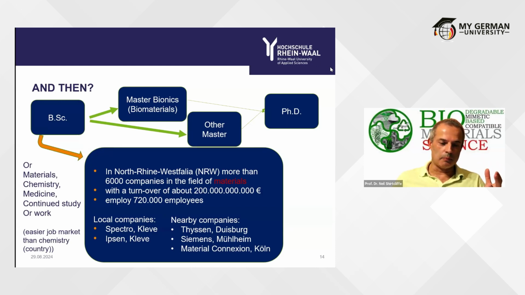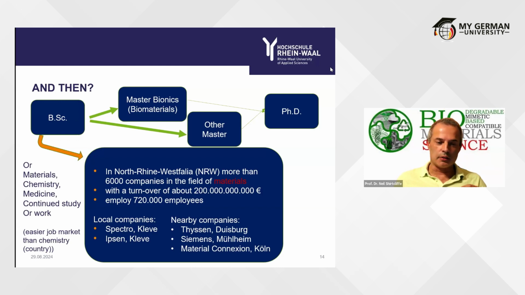And there are local companies here, Spectro in Kleve and Ipsen. Spectro make spectrometers. So there are two other companies that make spectrometers in Kleve, and Ipsen make ovens to tough harden gears. But there are other places very close by, some of them extremely large. Siemens is extremely large and make all kinds of things, which means you can go in all kinds of directions. There are medical companies as well.